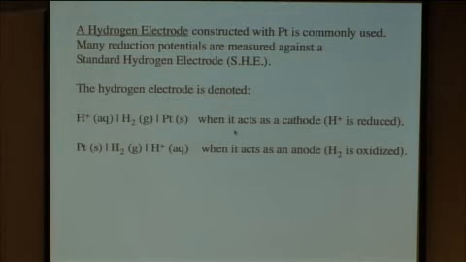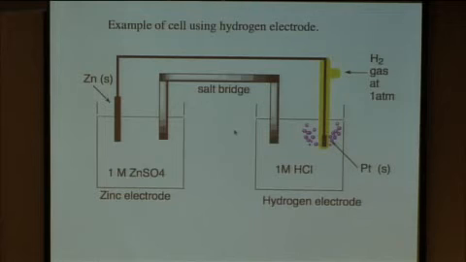So let's just look at a little picture of this. So here we may have a glass cylinder. Here we're pumping in H2 gas. And here you can see it bubbling down. We may have a solution of hydrochloric acid, which would have a lot of H plus in it. And so this would be a hydrogen electrode on one side.